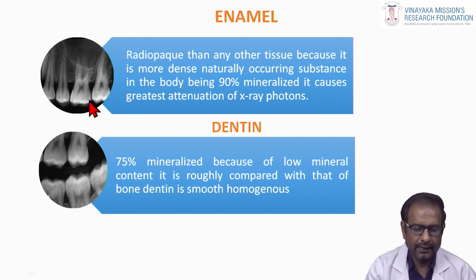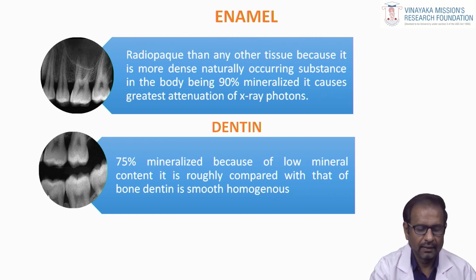Next is dentin. Dentin is about 75% mineralized, so it has a lower mineral content, roughly comparable with bone. It lies next to the enamel. Compared to the enamel, the less radiopaque area is called dentin. It appears below the enamel area.